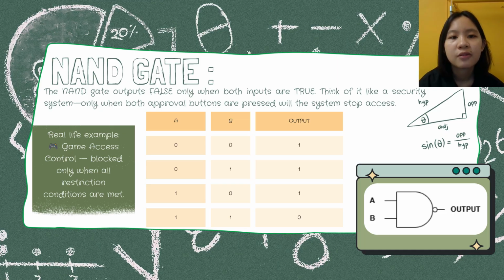You can think of this as a game access slot. This system lets you play, giving you an output of 1 most of the time. It only blocks you, giving you an output of 0, when all security conditions are met. For example, when two different approval buttons are pressed at the same time.